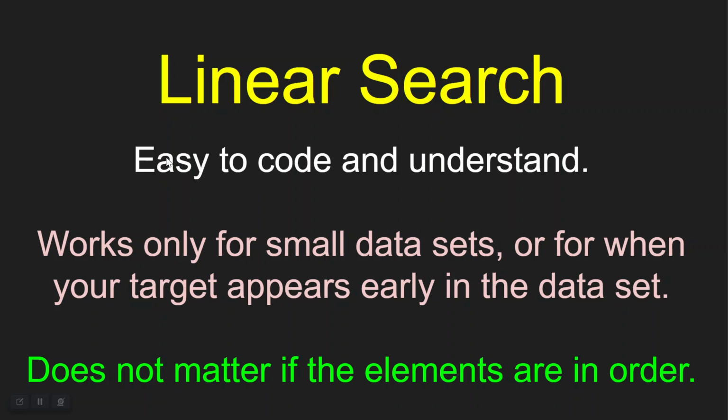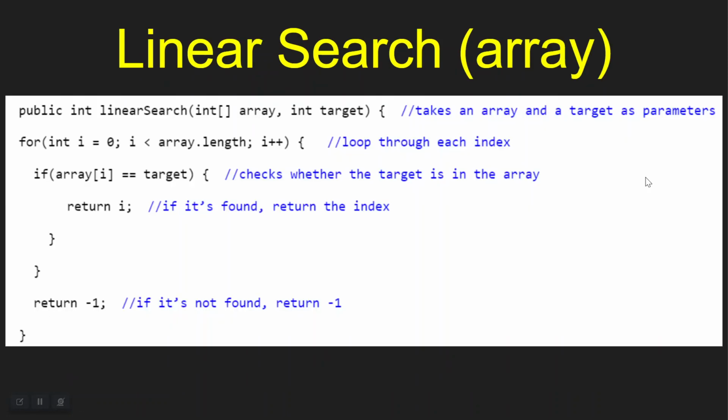So the linear search is easy to code, and it's also easy to understand. The linear search really only works for small data sets or when your target appears early in the data set. The one thing that's good about a linear search is it does not matter if the elements are in any kind of order. If it's an array or an array list of integers, they can be in any order, and you're guaranteed to find it if it's there. And if it's an array or an array list of strings, again, they don't have to be in any order. You can use a linear search, and if the target appears in it, then you're guaranteed to find it.